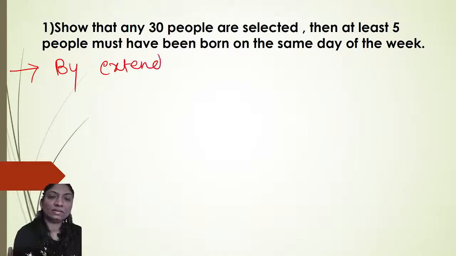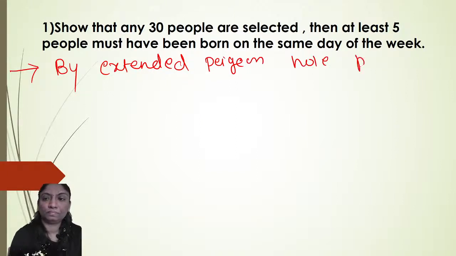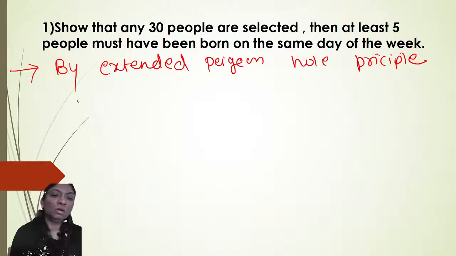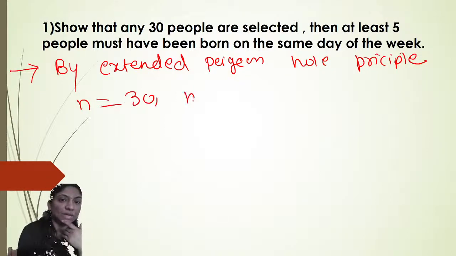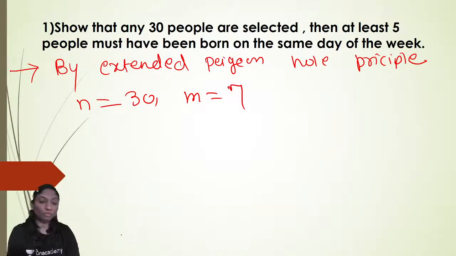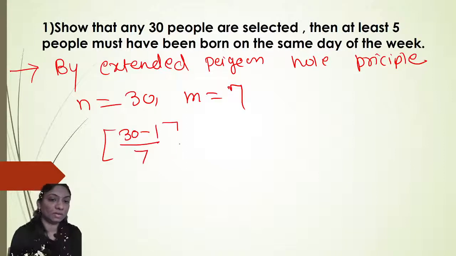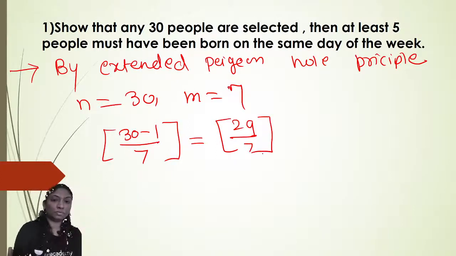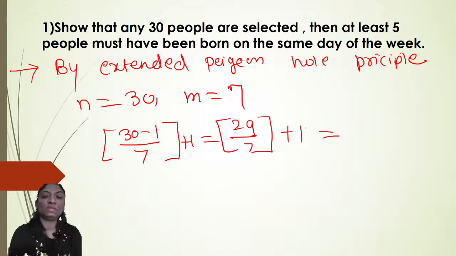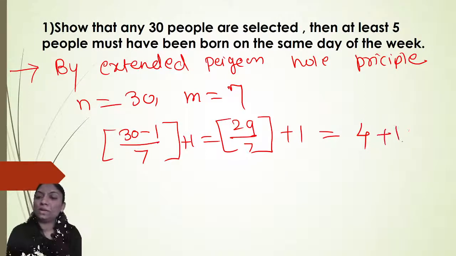By the extended pigeonhole principle, we can write: here n is equal to 30 and m is equal to 7, where m means the number of days. So there are at least the integral part of (n minus 1) by m, plus 1. It means (30 minus 1) by 7, so 29 by 7, plus 1. The integral part of 29 by 7 is 4, and plus 1, that is 5.